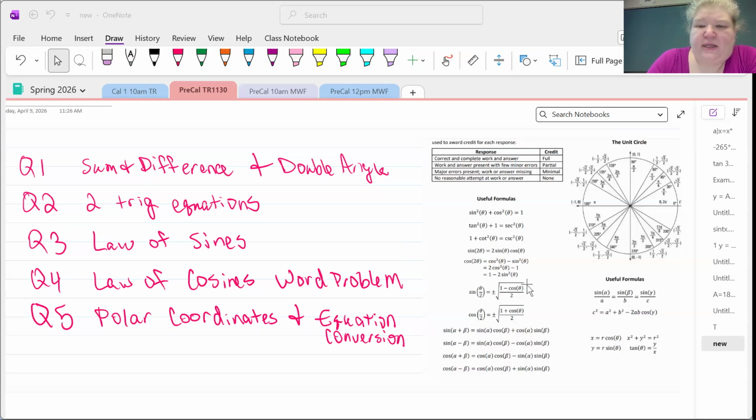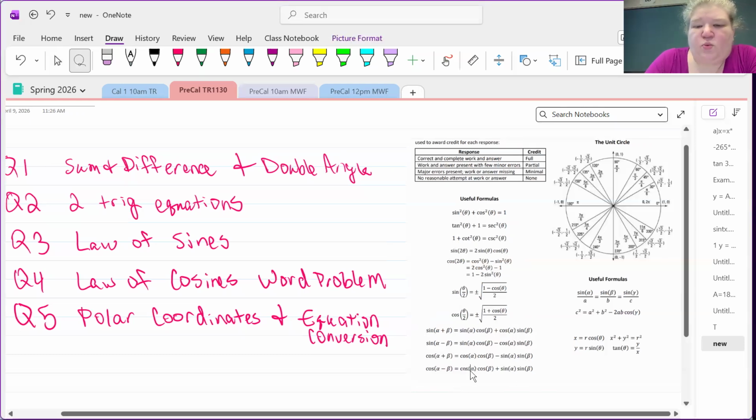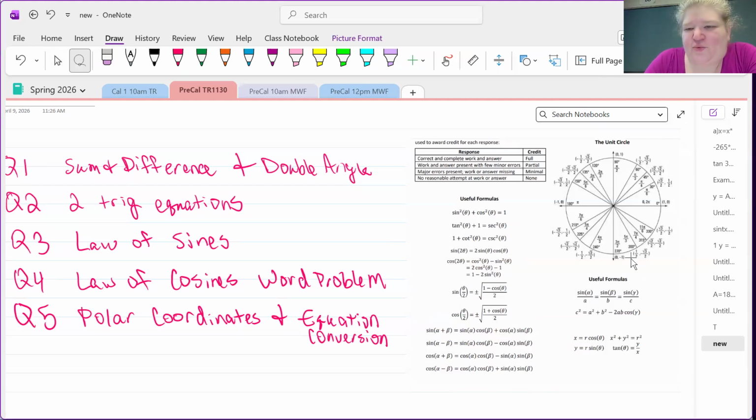Then we're going to have the double angle formulas. The half angle formulas, you probably won't need unless you do a problem in a really weird way. Then we've got the sum and difference formulas. You're only going to need one of them, but you don't know which one. Then over on the right, under the unit circle, we have the law of sines and law of cosines formulas, but they're not labeled. They're just there.